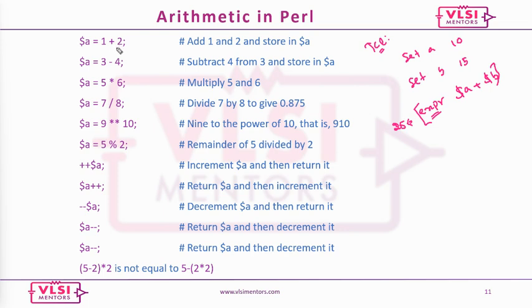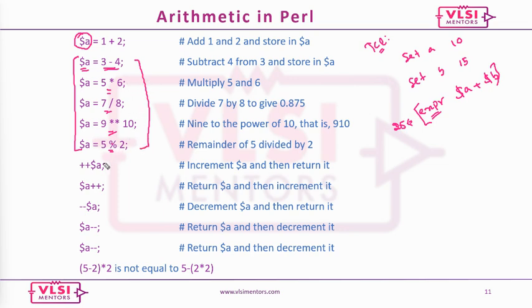So you just have to say 1 plus 2, and the value 3 would be stored in this $A. Whatever the end results are would be stored here, then subtract and multiplication, division, and then power, and modulus, which is basically finding a remainder. These are some of the arithmetic operations that we normally use in any other language.